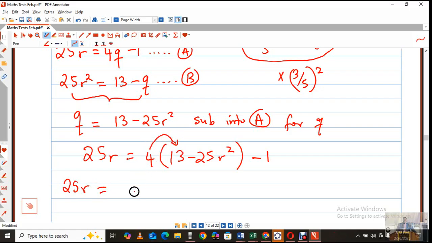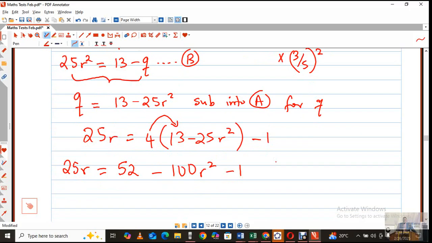So when you have 4 times that, is 40 plus 12, well, that's 52. And that is 100r squared minus 1. Okay, so if you were to clean this up, on the right side, I'm going to have 52 minus 1, well, that's 51, minus 100r squared is equal to 25r. Then move everything to the left so that everything is equal to 0.